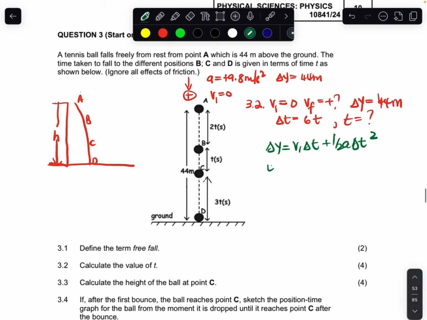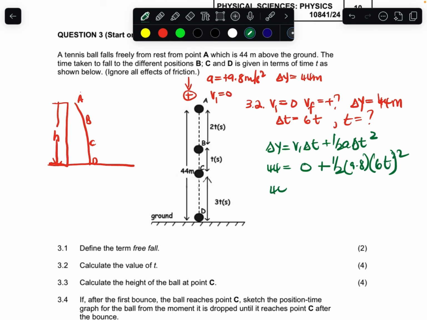So we substitute our displacement, which is positive 44, and the initial velocity is 0. So this side is going to be 0 because it's 0 times 6t. And then the half, the acceleration is positive, and the time is 6t, and then we square. So when we square there, it's going to be 6t squared.